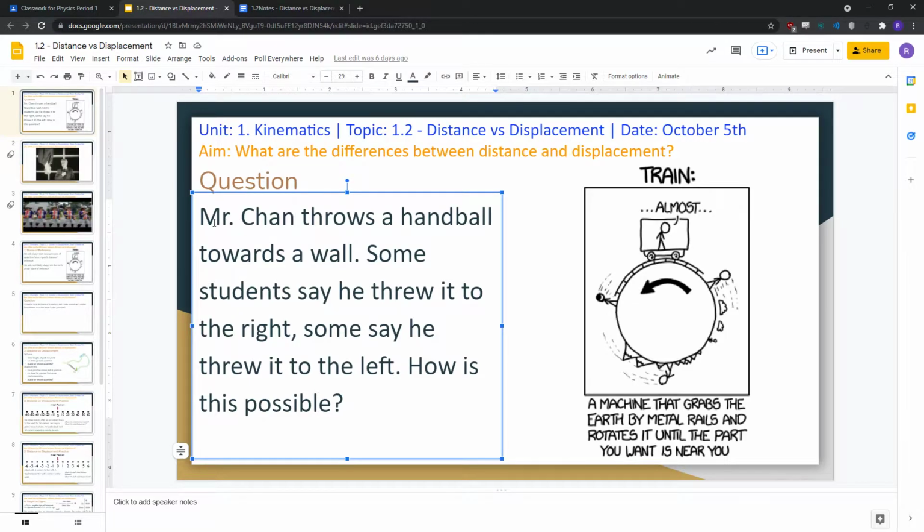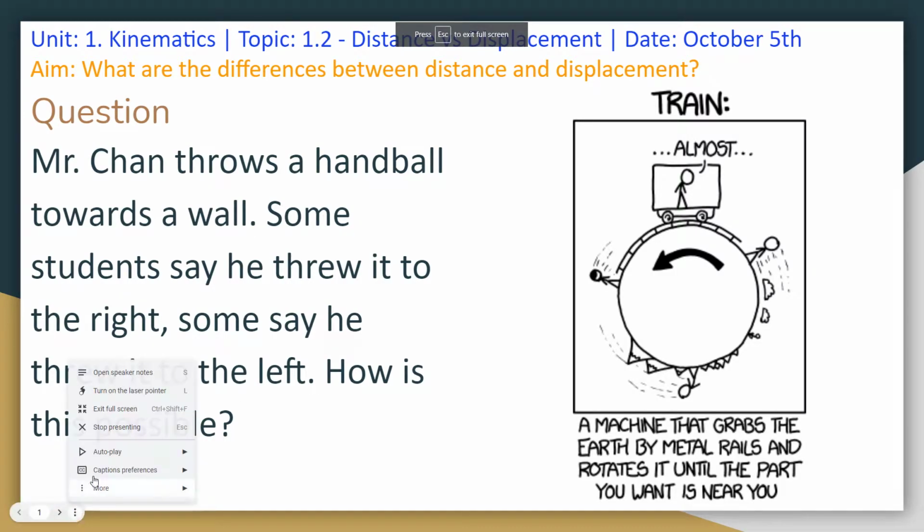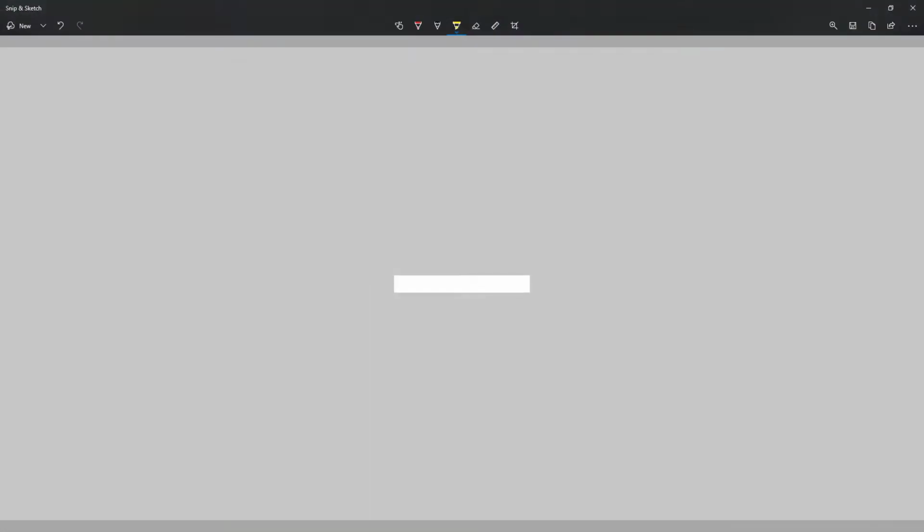So you have this question here, and it says I throw a handball towards the wall, and some students say I threw it to the right, and some say I threw it to the left. And so how is this possible, right? Because this definitely is possible. Let's take a look.